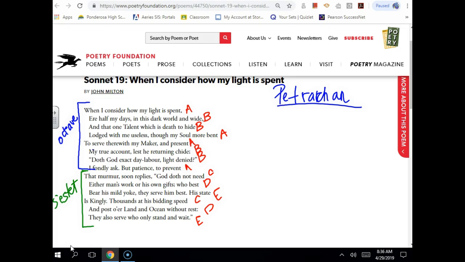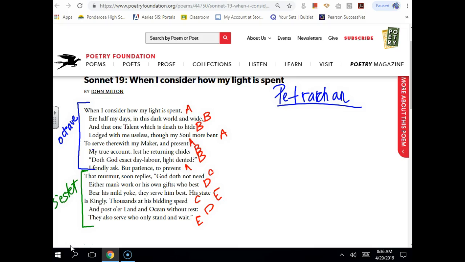So when I consider how my light is spent ere half my days in this dark world and wide, and that one talent which is death to hide, lodged with me useless, though my soul more bent to serve therewith my Maker and present my true account, lest he returning chide. Doth God exact day labor, light denied? I fondly ask. Okay, so what has he done in this first stanza, in the first octave? I'm sorry. Does he propose a narrative? Does he ask a question? What's he doing? Asking a question.